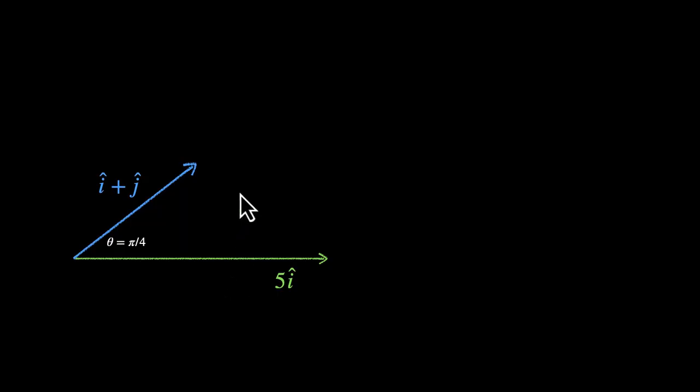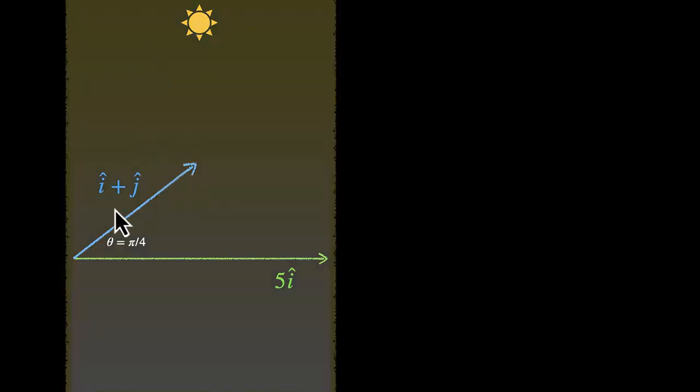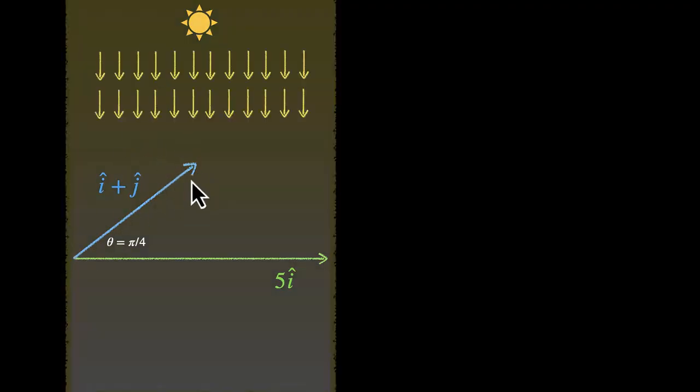For that, we can visualize it like this. Imagine from the sun, the rays are falling on this blue vector, and there's a shadow being formed on this green vector. This purple vector is the shadow of this blue vector on this green vector. And this is called the projection vector. So this is the projection vector of i cap plus j cap on 5 i cap. It has a magnitude, this is the length, and it also has a direction. So let's find this projection vector.